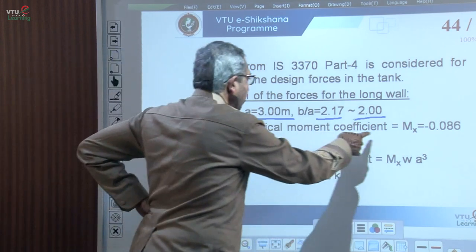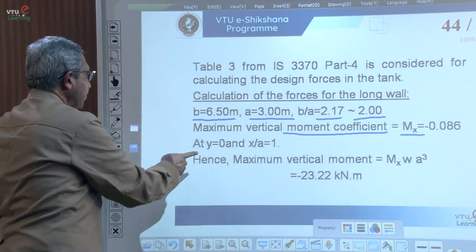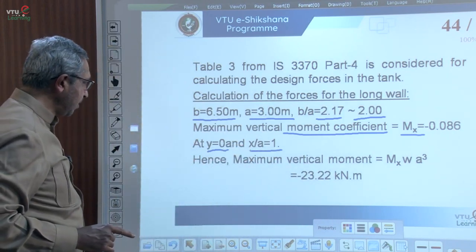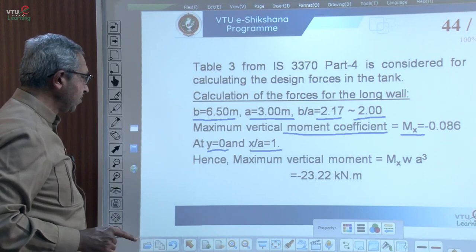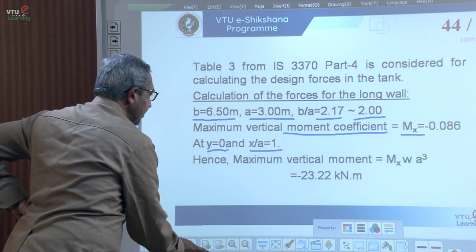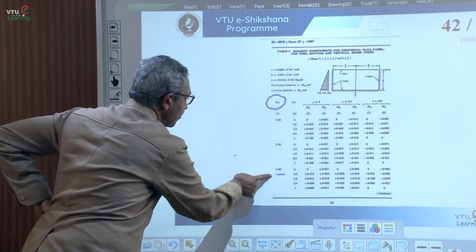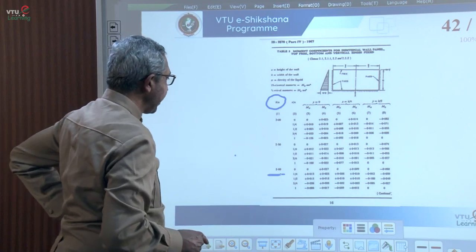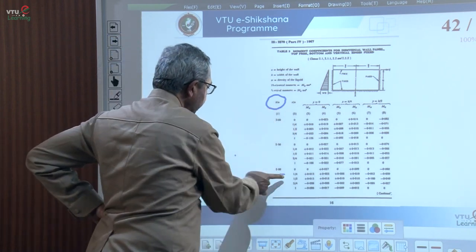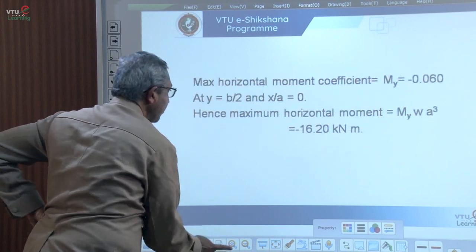So the maximum vertical moment coefficient Mx is obtained as -0.086 at a value of y equal to 0 and x by a equal to 1. Let us see where it comes in our particular table. So this is the value of 2, b by a, we are fixed to 2, and next is x by a equal to 1.